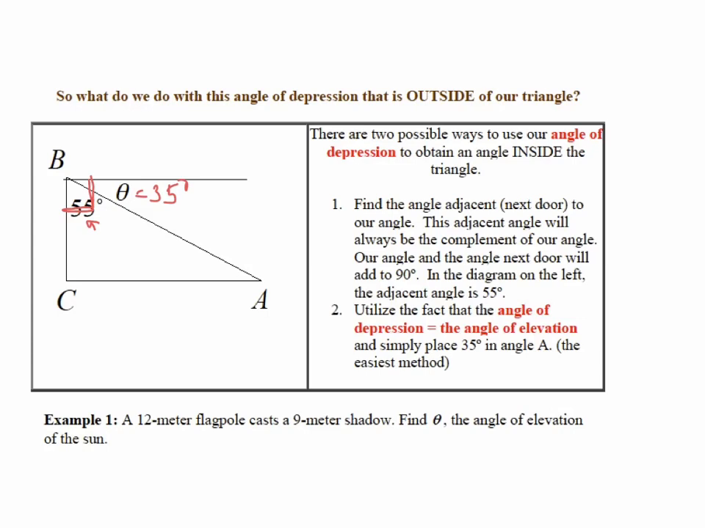The other option is to take what you know about that angle that's outside of your triangle and bounce it inside. So if this angle up here is 35 degrees, you can also assume that this angle here is 35 degrees. So you can use that angle in two ways. It gives you a little flexibility in your problem solving.